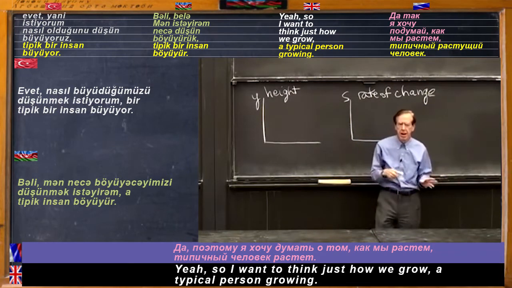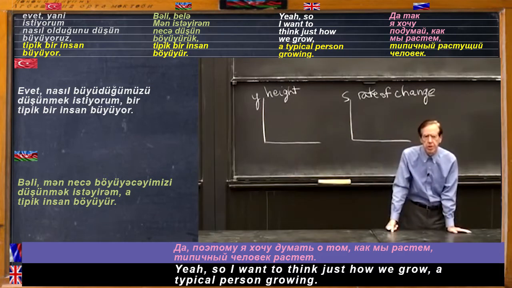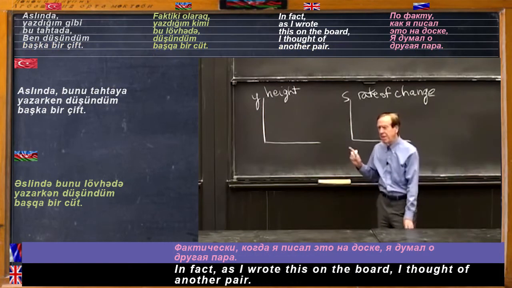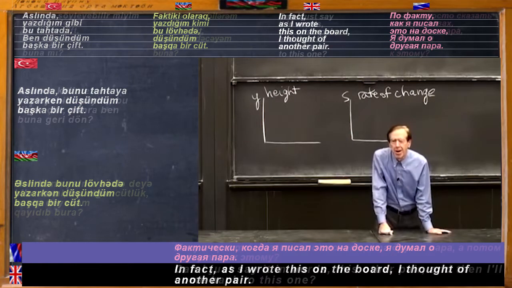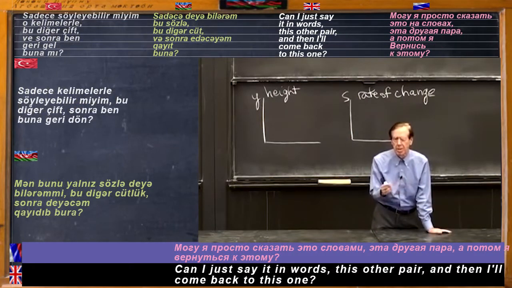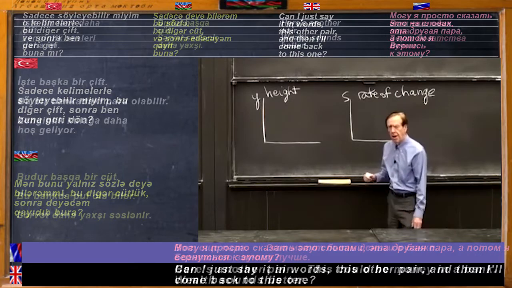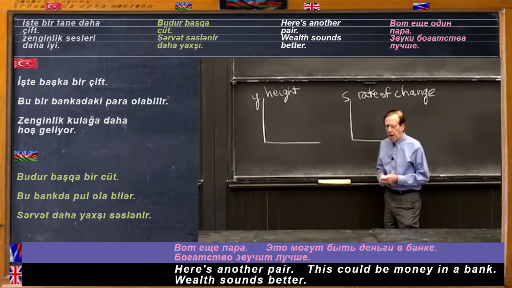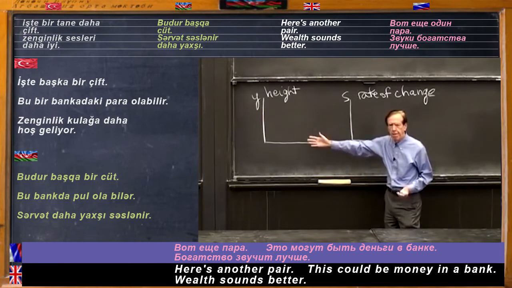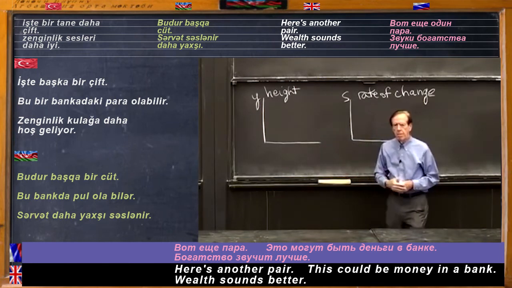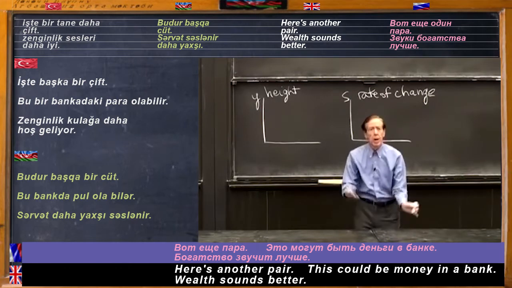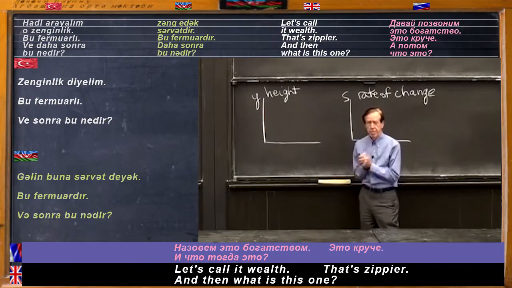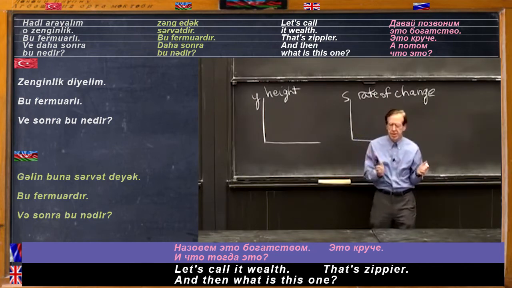Yeah, so I want to think about just how we grow, typical person growing. In fact, as I wrote this on the board, I thought of another pair. Can I just say it in words, this other pair, and then I'll come back to this one? Here's another pair. This could be money in a bank. Wealth sounds better. Let's call it wealth. That's zippier.